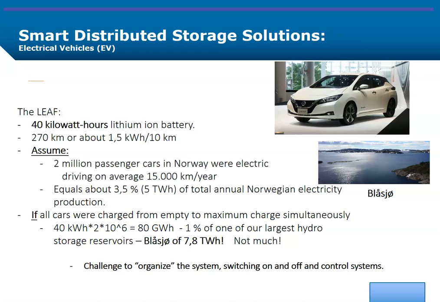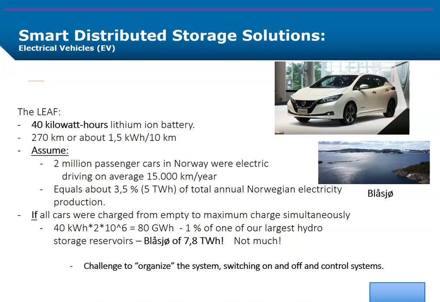To look at one interesting case, what is a smart distributed storage solution we can look at? For example, for electrical vehicles, Norway probably has one of the biggest batteries we have access to for a regular customer. If you look at, for example, the Leaf with 40 kilowatt hours with a lithium-ion battery, it typically has a range of 270 kilometers, about 1.5 kilowatt hours per 10 kilometers. Let's assume that you have 2 million passenger cars in Norway, where electric driving on average is 15,000 kilometers per year, for example. That equals about 3.5% or 5 terawatt hours of total annual Norwegian electricity production, actually.